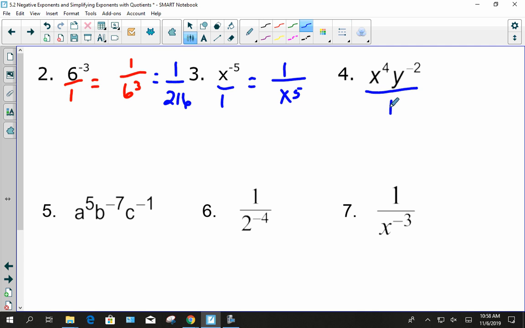Now, what happens when you only have one number, or one letter, with a negative exponent? Well, you just move the 1. So y to the negative 2 has to move to the bottom, to the denominator. So x to the 4th stays on top. Y squared moves to the bottom. That's all we're doing. If you have a negative exponent, you must move it. If it's in the numerator, you must move it to the denominator. If it's in the denominator, you must move it to the numerator.